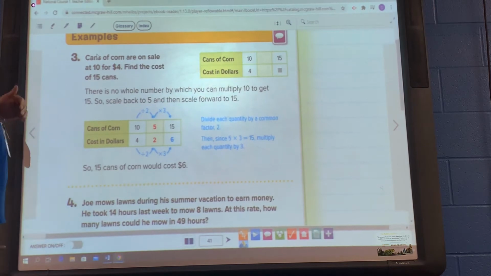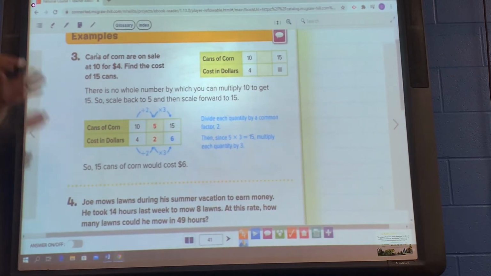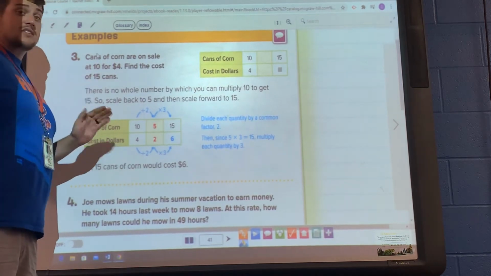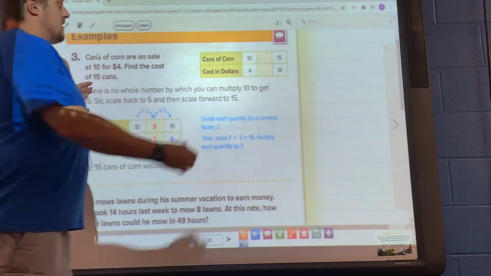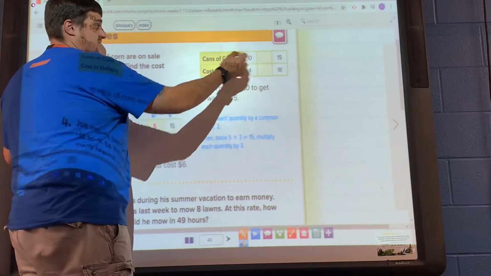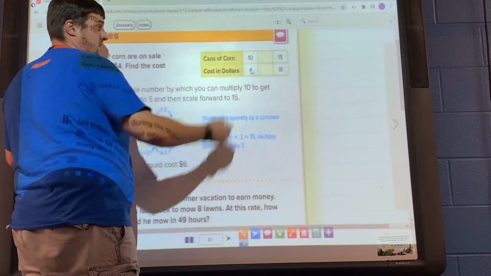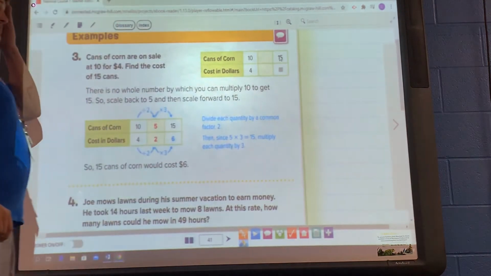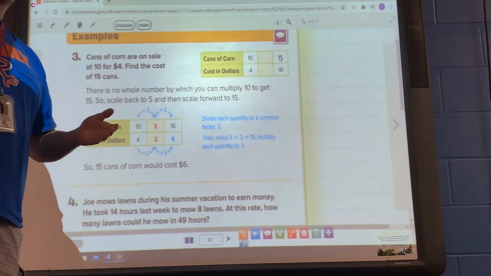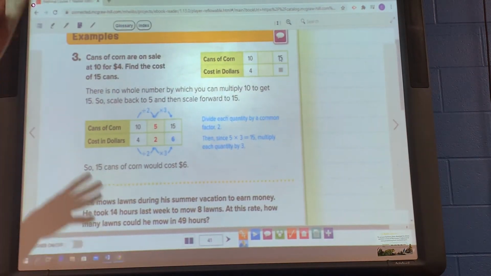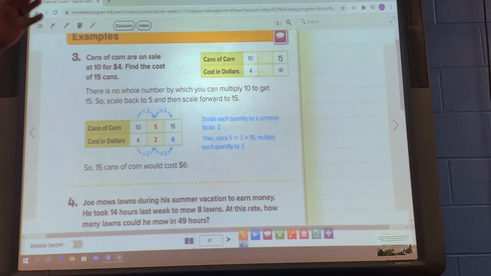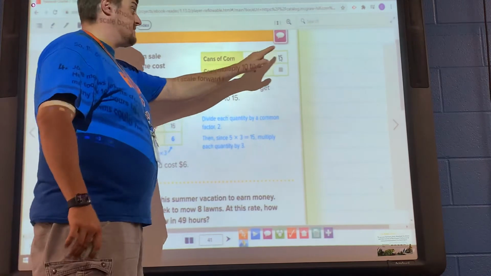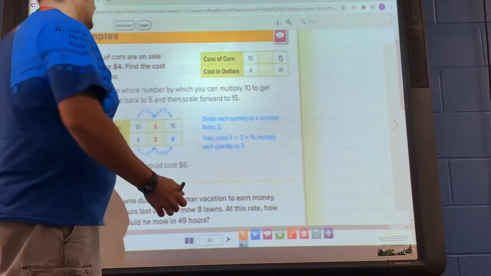Cans of corn are on sale for 10 cans for $4. They want you to find the cost of 15 cans. Well, they've already filled in our first part here, so we have 10 cans of corn and $4. So we gotta go from 10 to 15. You gotta find a number that goes into both 10 and 15. It's a little bit different than what we started with. A good number that goes into 10 and 15 is 5. It's its own factor.